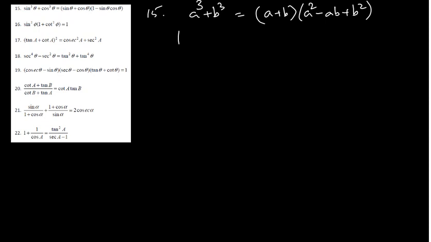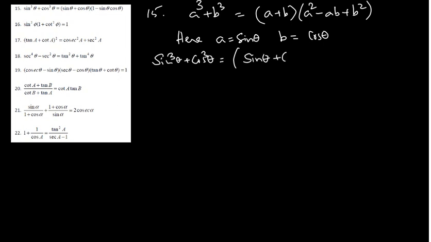Here a is equal to sine theta and b equal to cos theta. So substitute that, then you have sine cube theta plus cos cube theta equal to sine theta plus cos theta. Fine. This is a plus b.